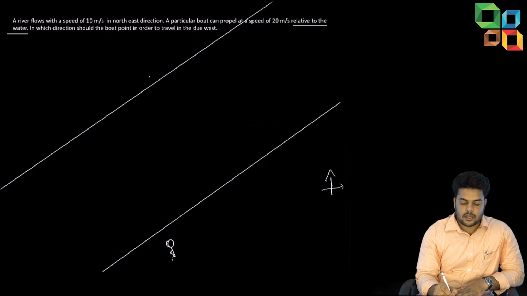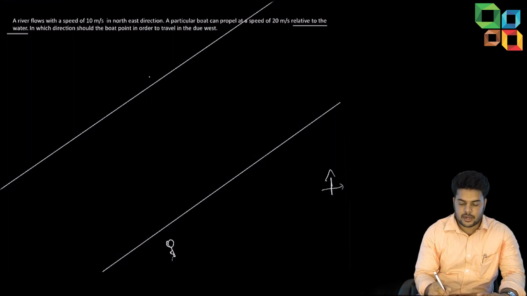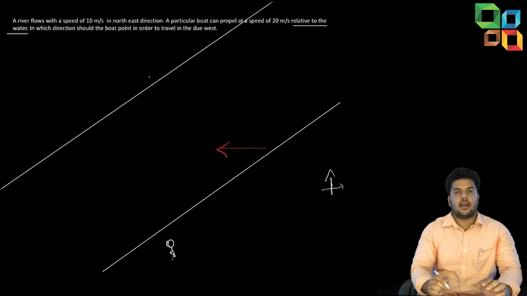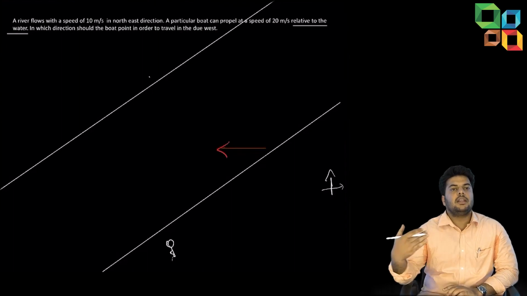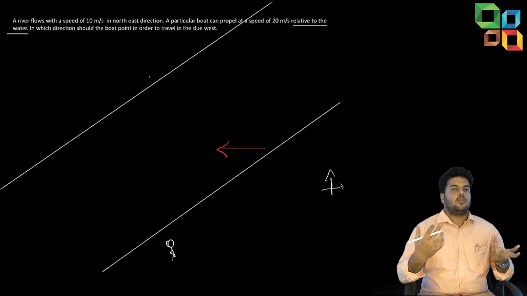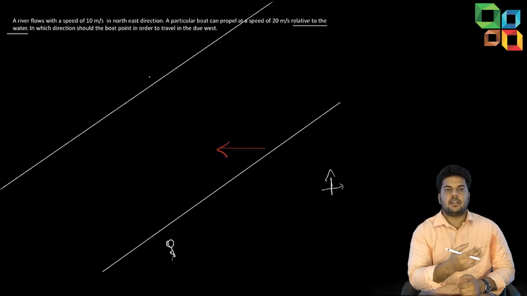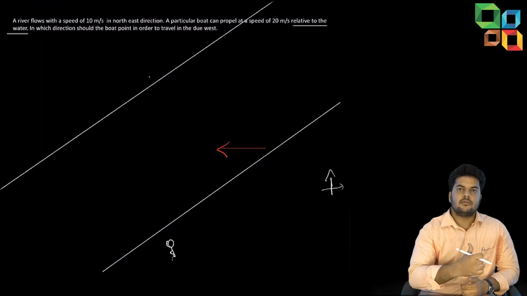Let me draw the boat like this. Let me draw it as an arrow. Okay, the red arrow is the boat. If I point it in the west direction, what would happen? See, I'm the boat captain. I want to go west, so I point it in the west direction. What would happen? Will I go west?